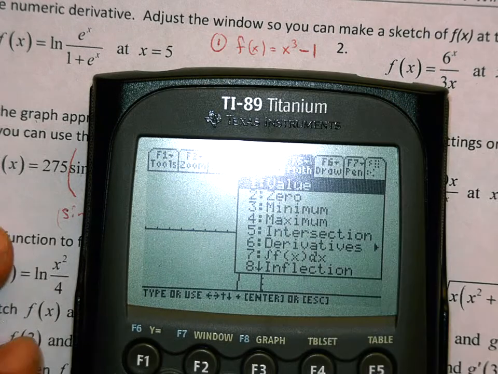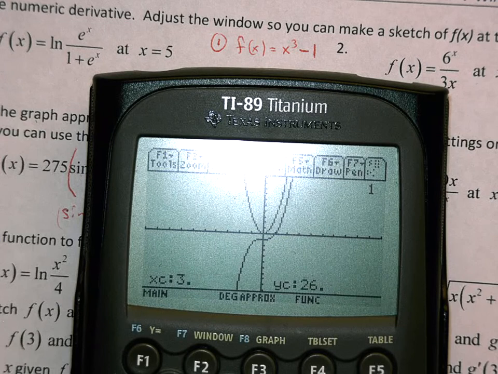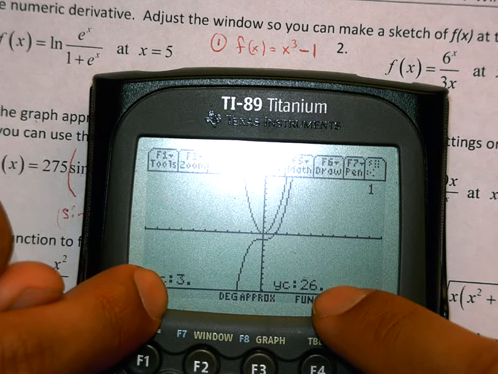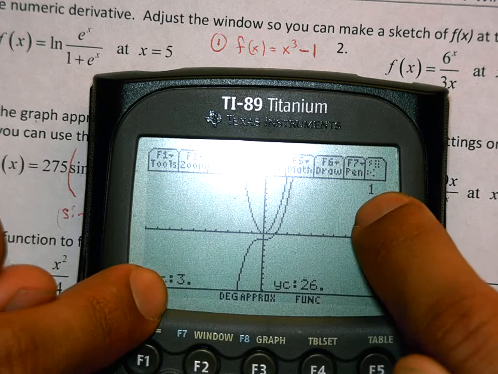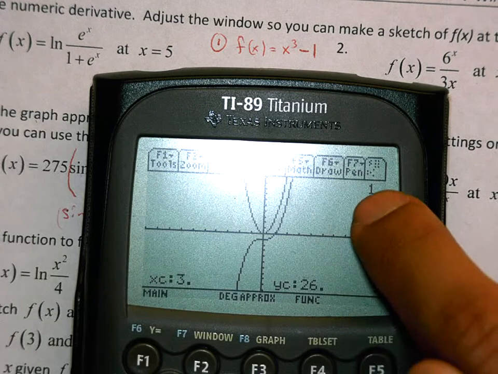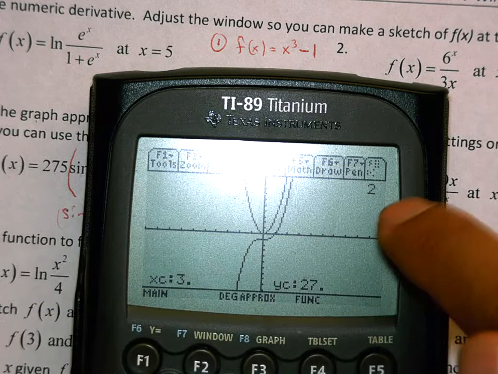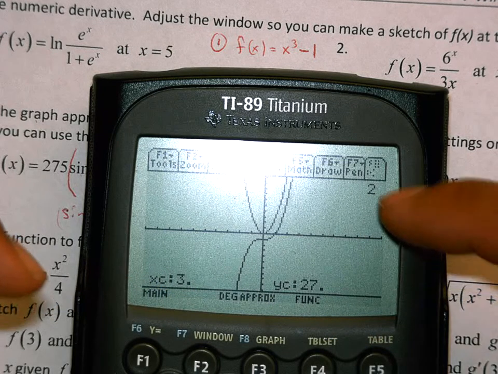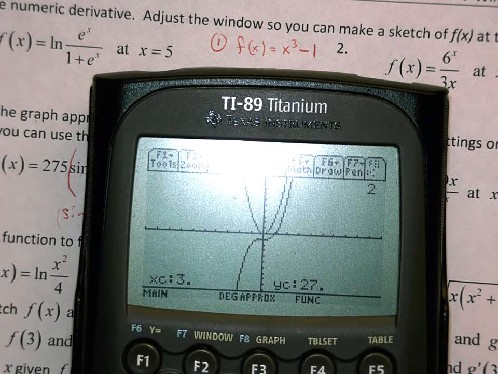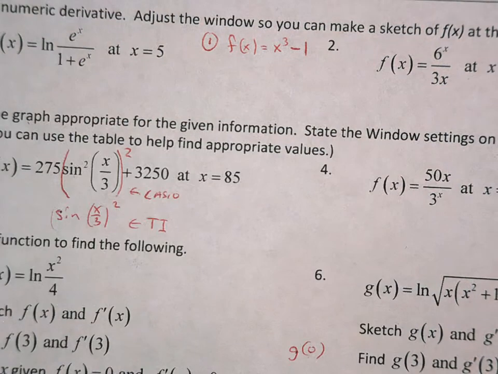For example, if I wanted to find the value just like before, where I wanted to know when it was 3, for my first equation, that's what this number 1 up here means. When I plug in 3 into the first equation, we get 26. When I press down, when I plug in 3 into the second equation, which is the derivative, you get 27. So it's just a new way for you to practice. I'm going to stop right there.